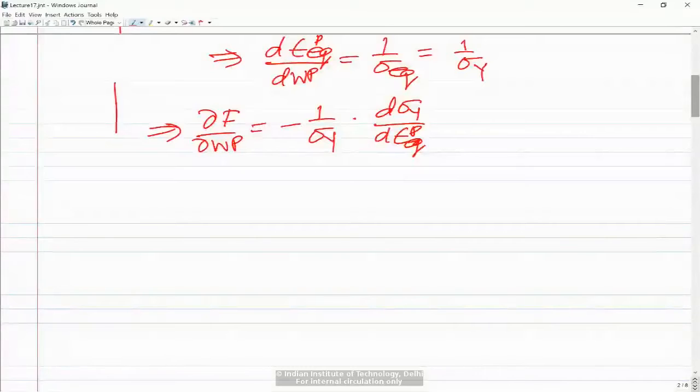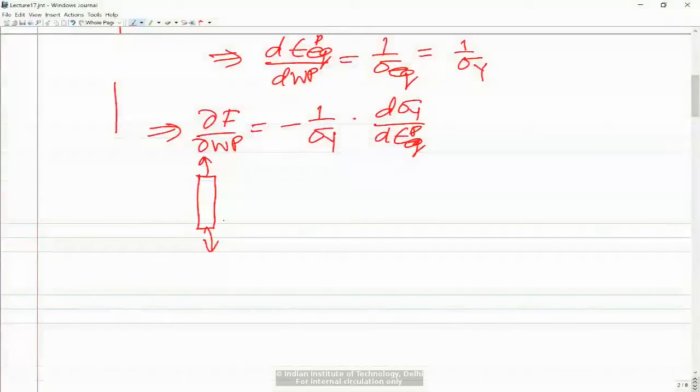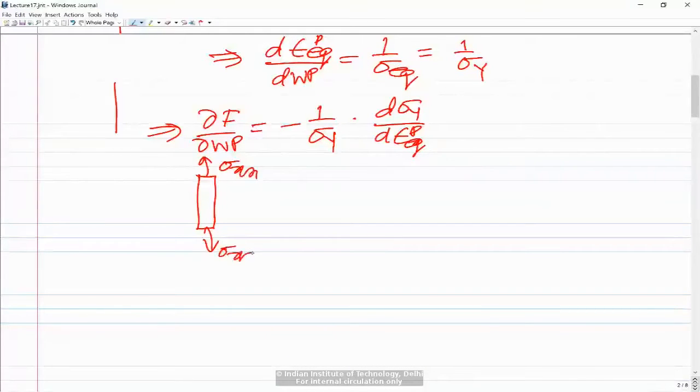So now we want to get this d sigma y by d epsilon equivalent p. So how do we get this? We get this data from the uniaxial loading. Consider the uniaxial loading: you have a sample and load it in a UTM, you apply the uniaxial state of stress, and then you get your stress strain curve from the uniaxial test. So you have here sigma xx, epsilon xx, and your stress strain curve.